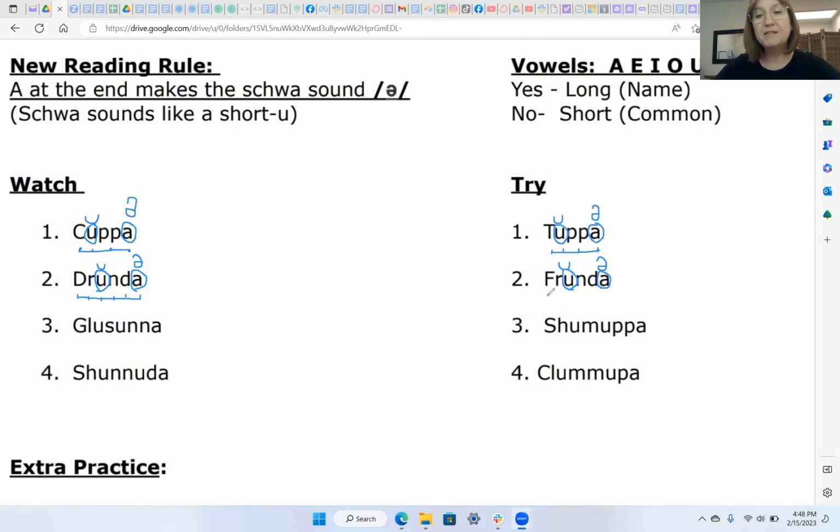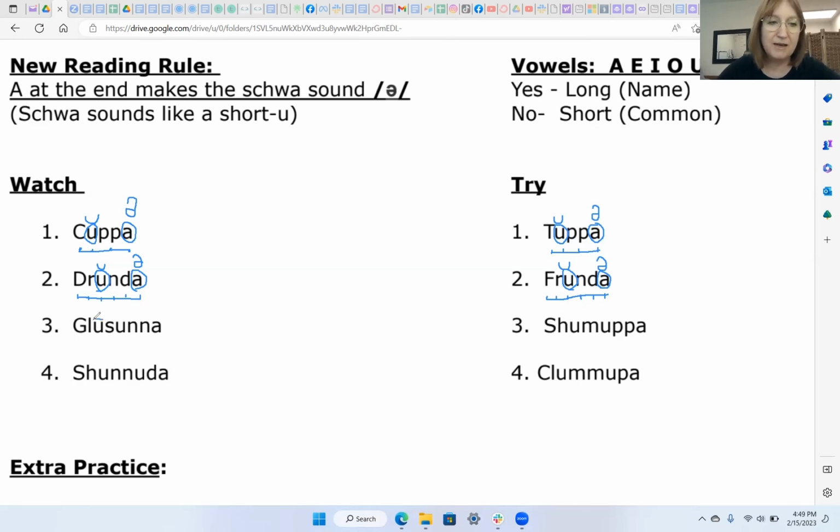Pencil read it. It's R, N, D. Frunda, frunda, frunda. Lots of that R is going to make it kind of tricky. It would be easier if it was just funda, but R is creeping into a lot of our words, so I put them in a lot of our practice words. Frunda, frunda.